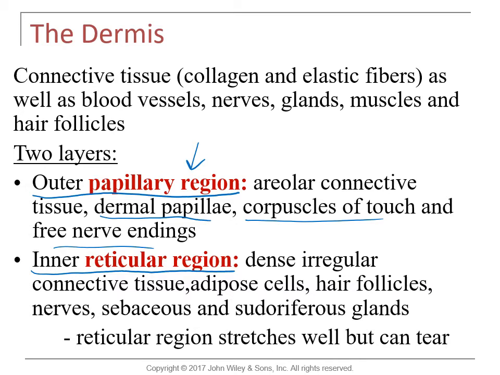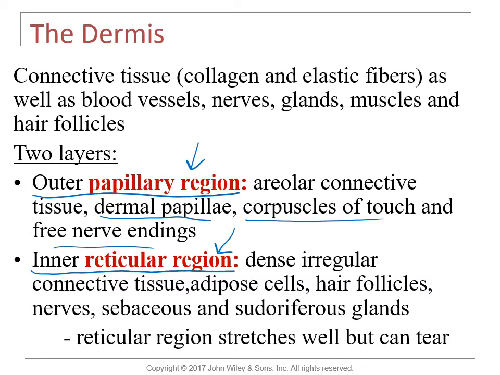Now we're going to talk about the inner region, which is the reticular region, which is attached to the subcutaneous layer, or the hypodermis. It contains bundles of thick collagen fibers, scattered fibroblasts, and various wandering cells such as macrophages. Some adipose cells can be present in the deepest part of the layer along with some coarse elastic fibers. The collagen fibers in the reticular region are arranged in a net-like manner and have a more regular arrangement than those in the papillary region.